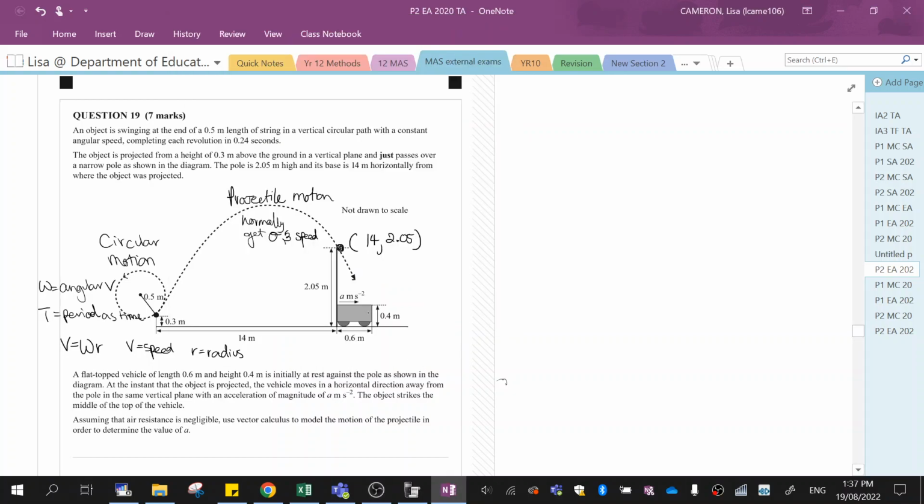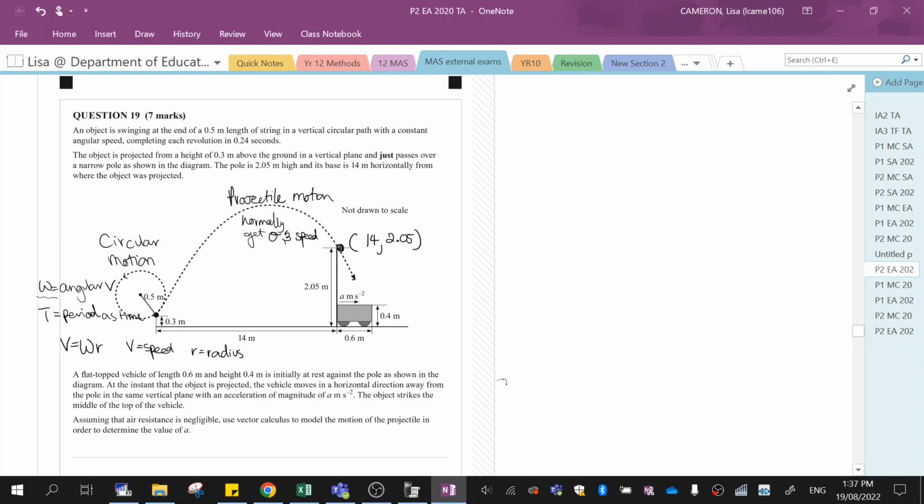Okay, so this question has three different parts working in with it. We've got a circular motion part, a projectile motion part, and then this part over here for the acceleration of the motion of the little cart that's moving along. When we're talking about circular motion, you can always look back at exercise 4.7 to refresh your mind about some of the formulas.